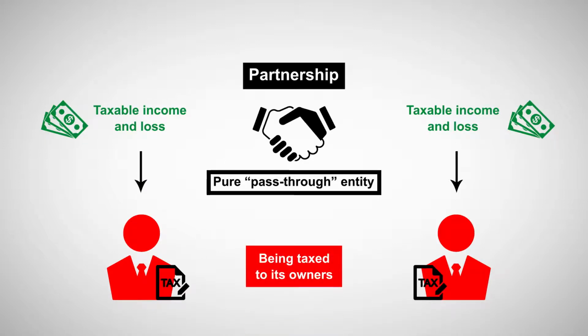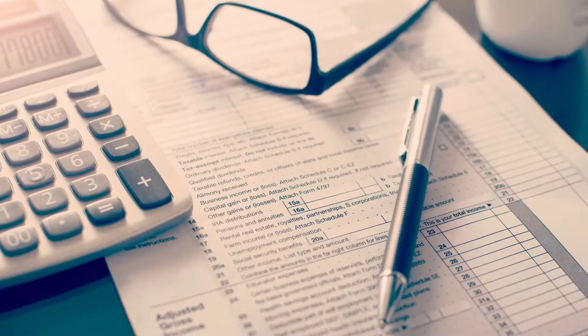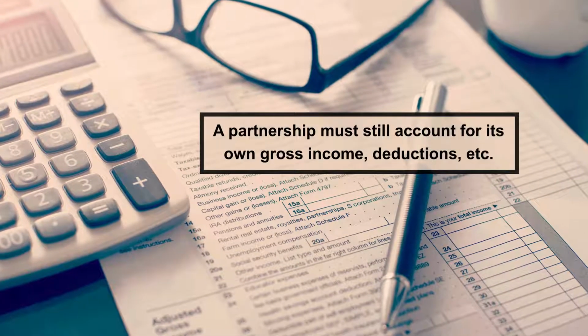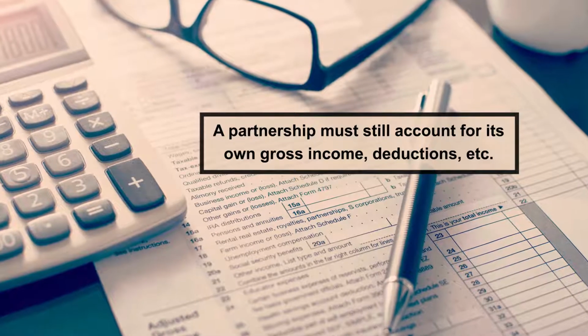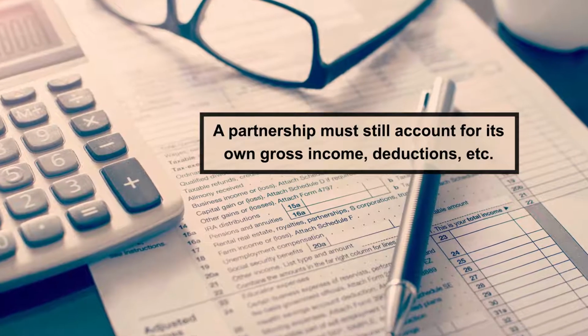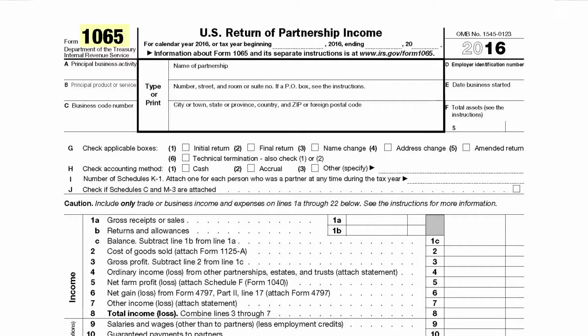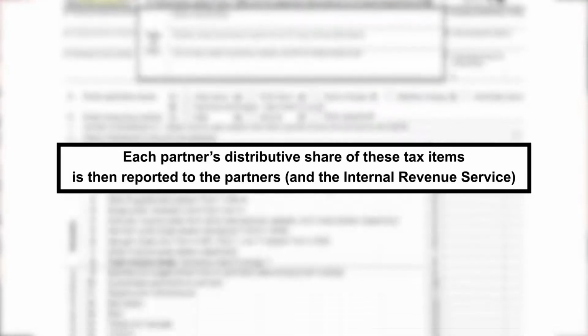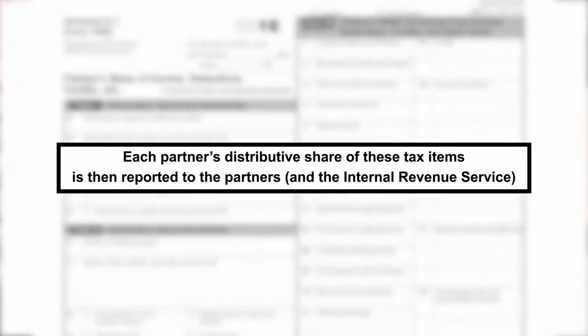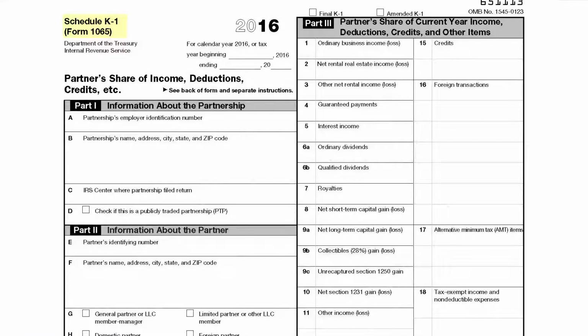taxed to its owners. Despite its never being subjected to income tax, a partnership must still account for its own gross income, deductions, etc., reporting these annually on Form 1065, entitled U.S. Return of Partnership Income. Each partner's distributive share of these tax items is then reported to the partners and to the IRS on a Schedule K-1. The partners in turn recognize their respective shares of these K-1 items on their own returns.